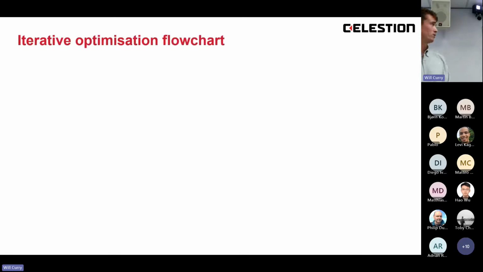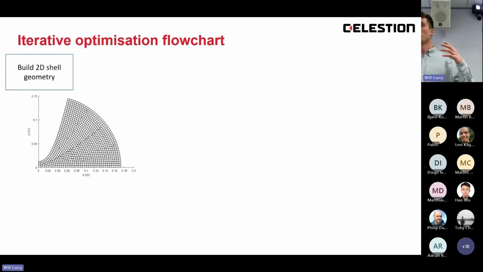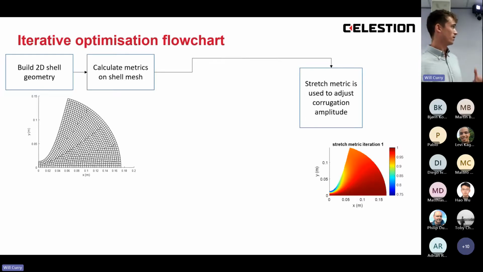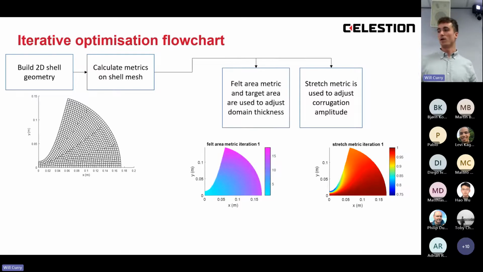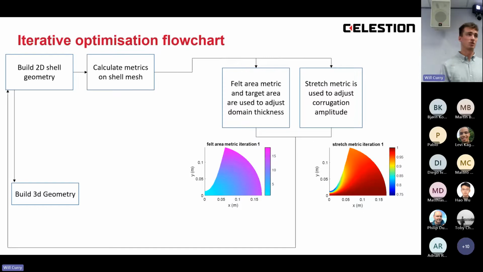These metrics can then be used in an iterative optimization loop. The first step is to build a 2D shell geometry, then calculate the metrics on the shell mesh. The stretch metric is used to adjust the corrugation amplitude, and then the felt area metric is used to adjust the thickness of the domain. That's the basic optimization loop, and it all happens on 2D shell meshes, and the only simulation that needs to be done is the Laplace simulation, which is frequency independent, so it's a really fast core optimization loop.